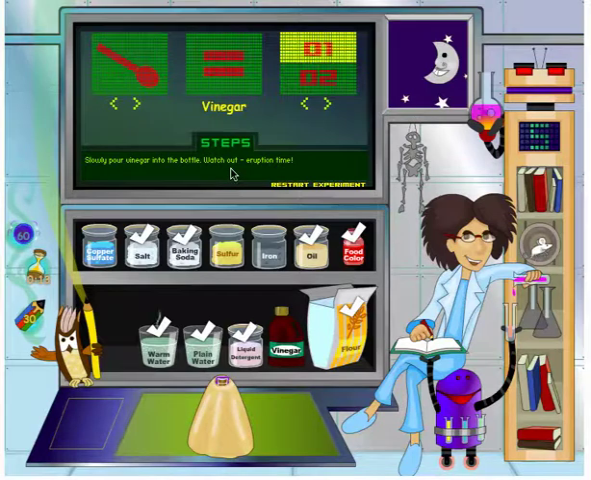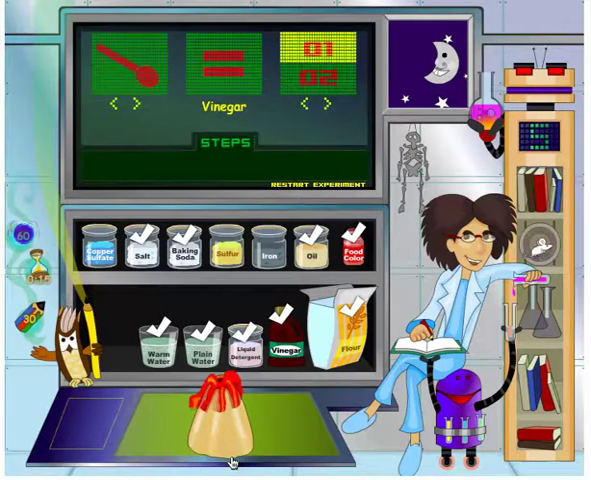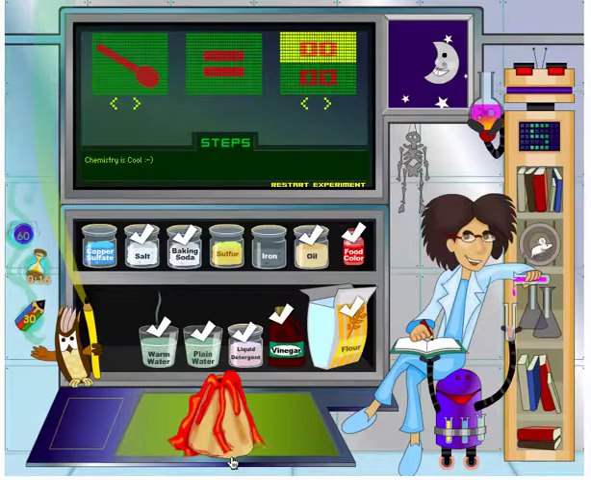Slowly pour vinegar into the bottle. Watch out, eruption time. So I'm going to put vinegar in. I don't have to do any sort of questions. Let's see what happens. Step 6 done. And our volcano erupts. Again, it's a slow animation. It'll be faster on your computer.